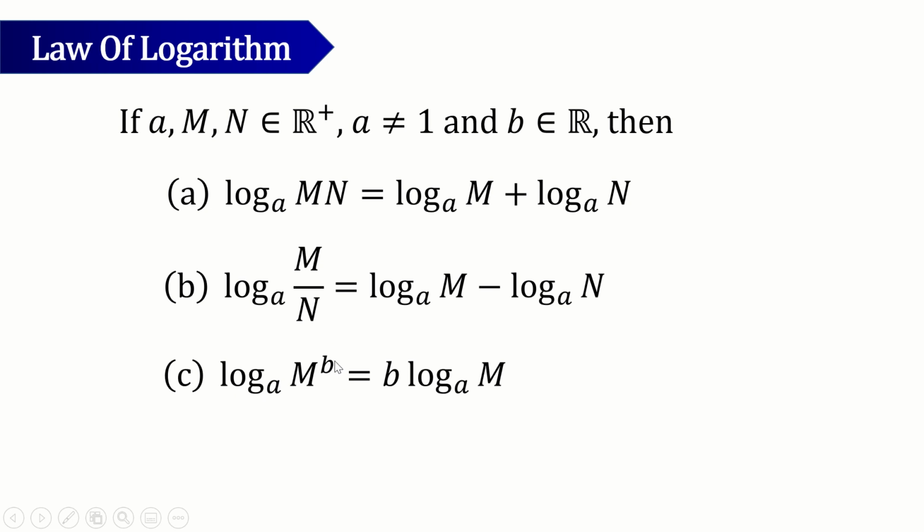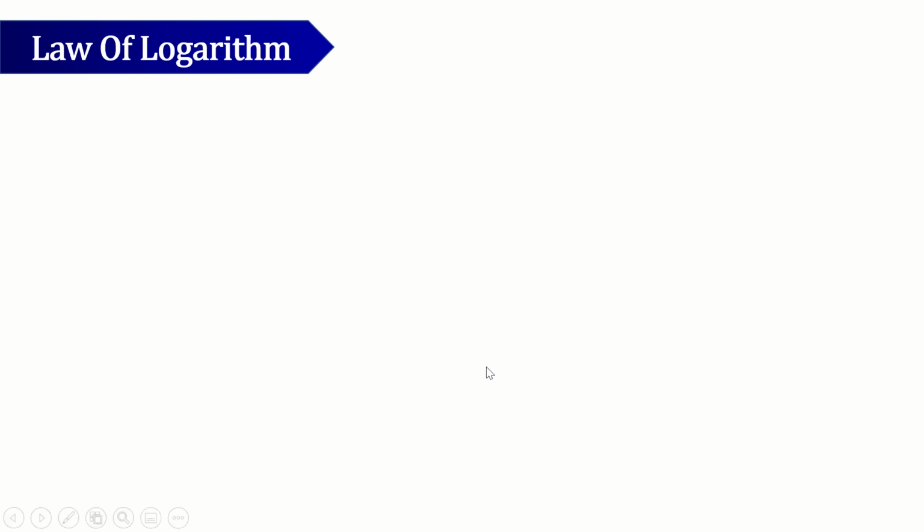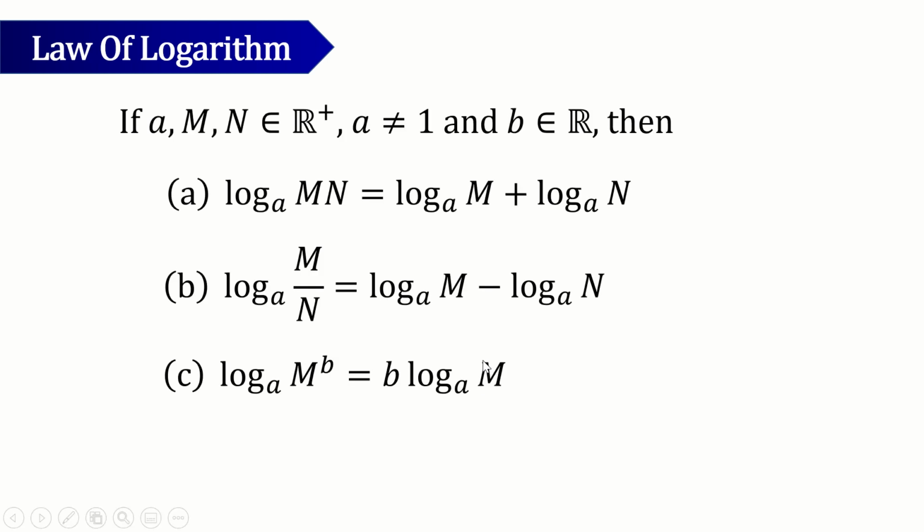All right, so see log base a of m to the power of b. If the radicand has a power, we can bring the power of the radicand in front of the log. So we can bring b in front of the log, and it becomes b log base a m. We can use these rules to help us simplify logarithm expressions.